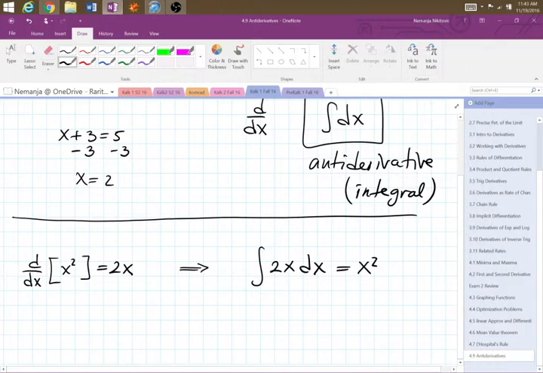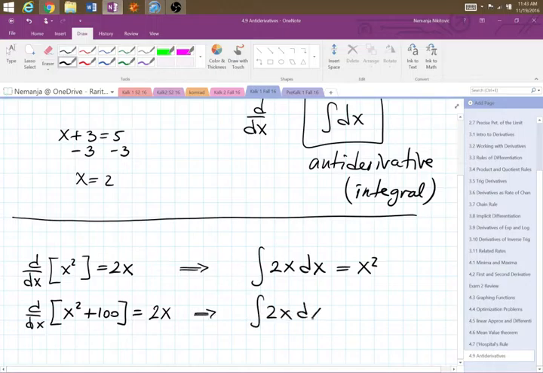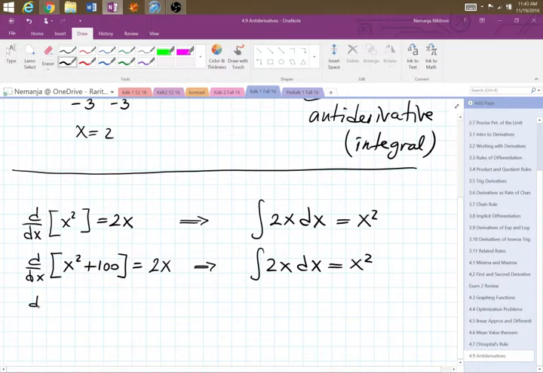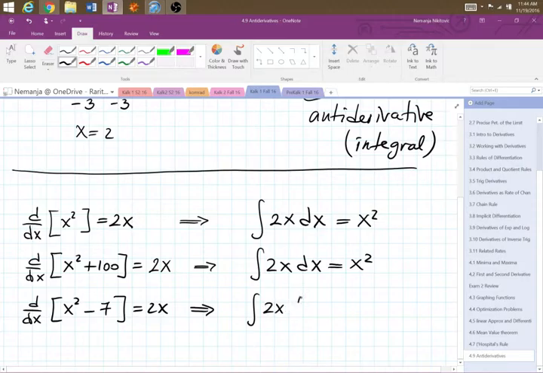However, there is an issue. There's always an issue, right? What happens if you have d/dx of x squared plus 100? What is the derivative? It's still 2x, right? And if I am to write the integral, I'm going to get x squared again. I don't know how to get this plus 100. And no matter what I write over here, x squared minus, I don't know, 7, the derivative is 2x. You see, the derivative destroys this piece of information, and it cannot be retrieved.